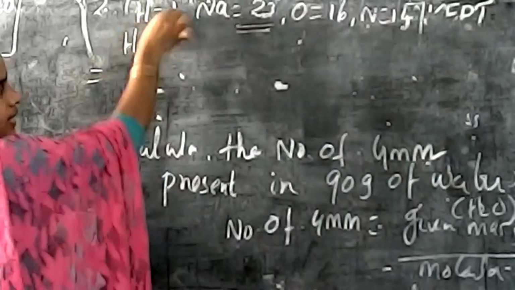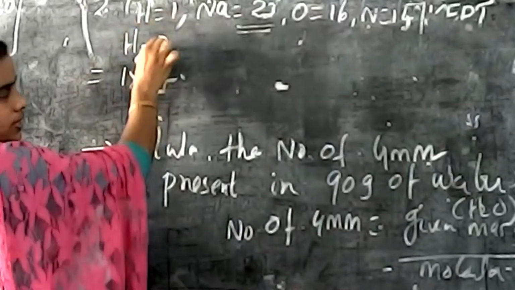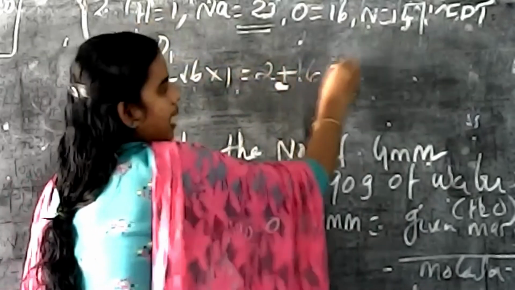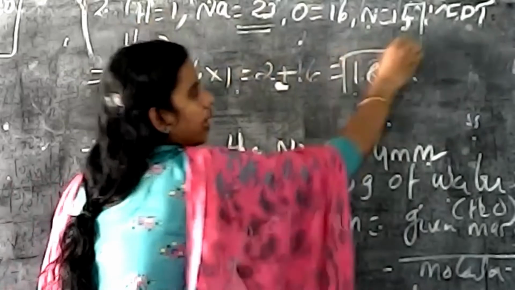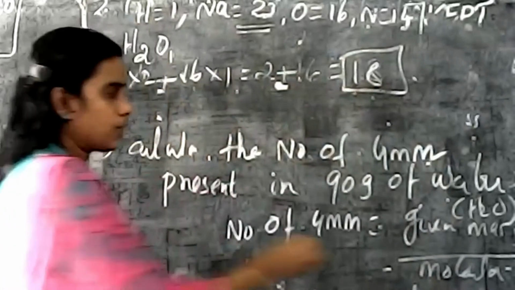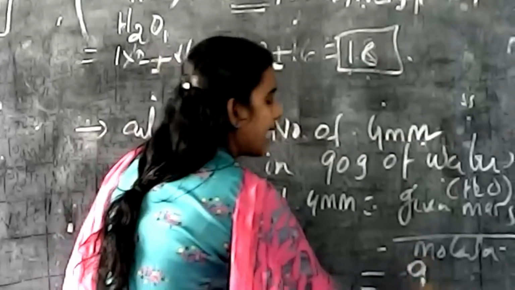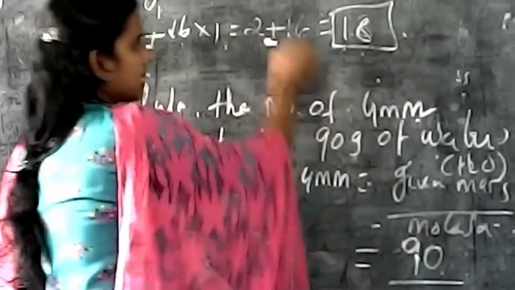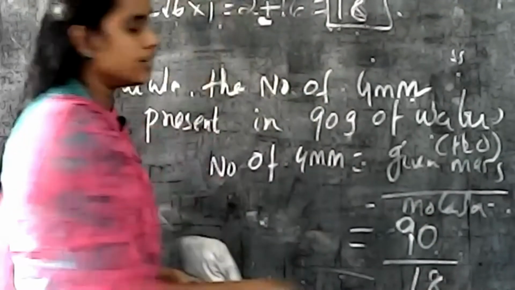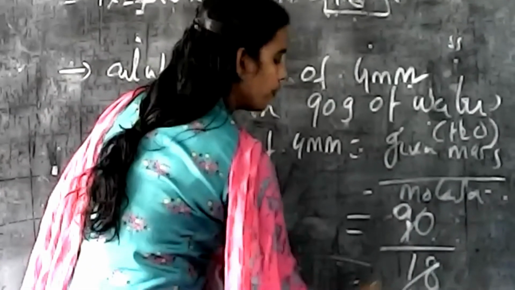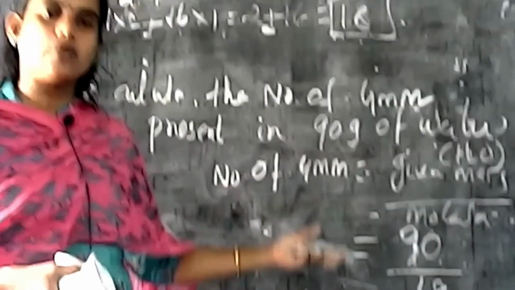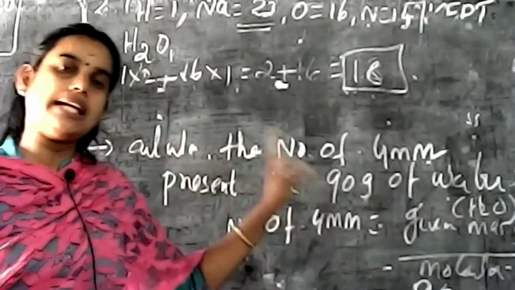So what is the value of hydrogen? 1 into 2 plus oxygen value is 16. So 2 plus 16, the value is 18. So this is the molecular mass of water. We can substitute this value here. The given mass is 90 gram divided by molecular mass. We calculated the molecular mass as 18, so we substitute 18 here. So the final value is 5. So the number of GMM is 5 gram. Like this method, we can calculate the number of GMM of any substance.